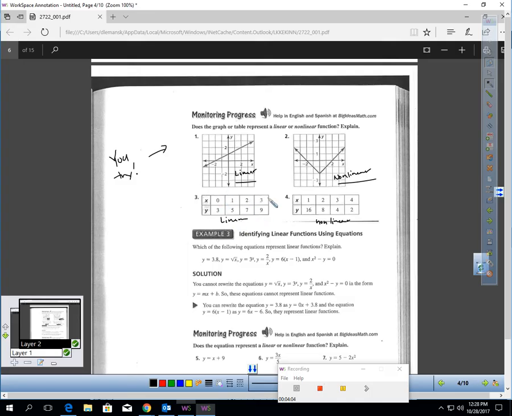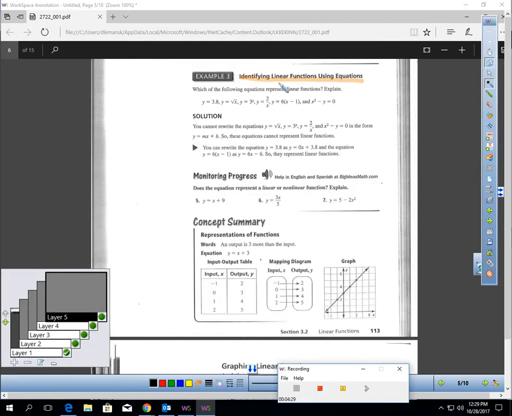X goes up 1 at a time. Y goes up 2 at a time. That's a constant pattern. That's linear. Here, X goes up 1 at a time, but look at Y. It goes down 8. Then it goes down 4, then it goes down 2. That's not constant, that's nonlinear.